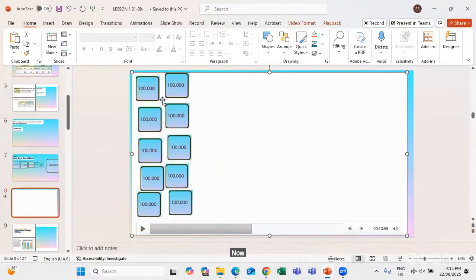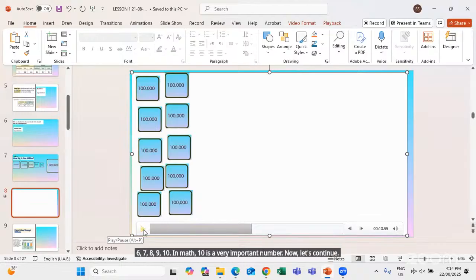Now, if you see how many are here, this is 100,000. We can visualize it in our mind. So this is 100,000, another 100,000, and so on. So how many are they? 1, 2, 3, 4, 5, 6, 7, 8, 9, 10. In maths, 10 is a very important number. Now let's continue. So here we have seen there are 10 100,000s.